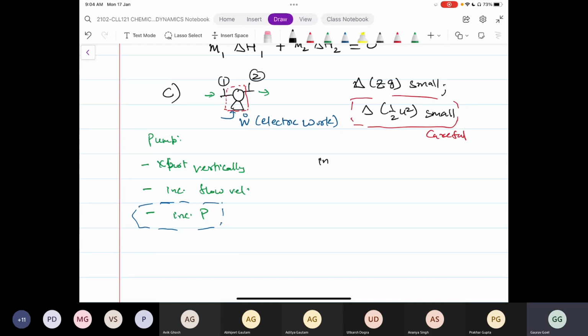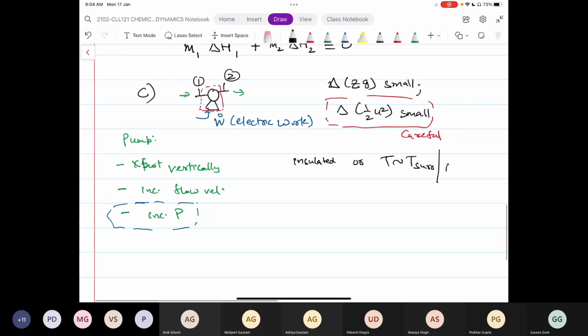And assuming either the pump is insulated or the temperature is very close to the surrounding temperature, in either case, heat gain or heat loss is also small. Again, all of these are what typically happens. But if you have a special circumstance, where the problem statement is saying otherwise, you have to account for those special circumstances.